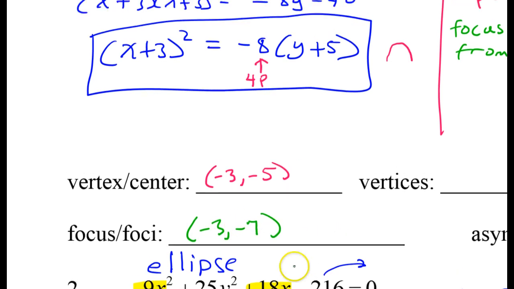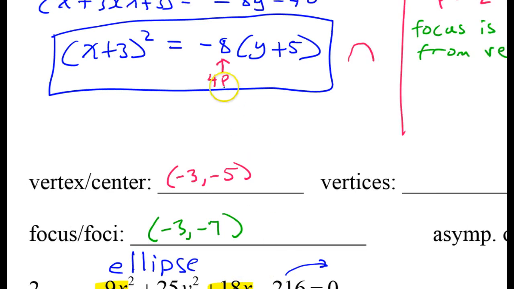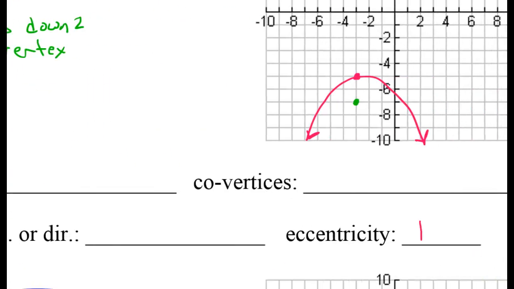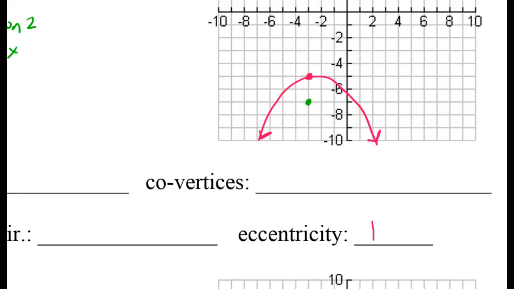All right, now to make this graph even better, here's something else that this negative 8 tells us. As soon as I can get my right color. Okay, this negative 8 tells us the focal width. Alright, the focal width comes from this number, but the focal width is always positive. So even though this is a negative 8, the focal width is actually going to be a positive 8. So the focal width is the width of the parabola at the focus.